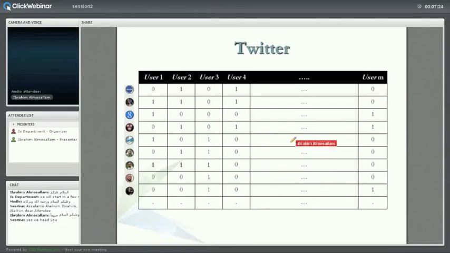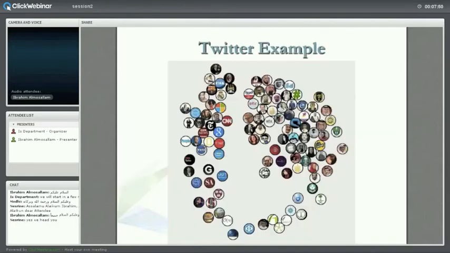I can do the same thing with a Twitter dataset. Say you have these accounts, and you know who follows who. So one here means that user 2 follows NASA, for example, and one means user I follows account J. If you apply the same technique and visualize the first two dimensions, what you get is something like this.